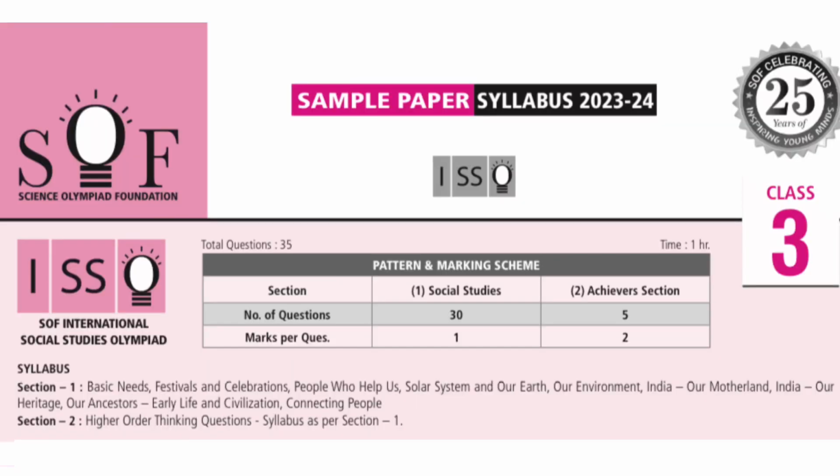Sample paper and syllabus for class 3. There are total 35 questions, 30 questions from social studies. Each question carries 1 mark and 5 questions from achiever section, and each question carries 2 marks.